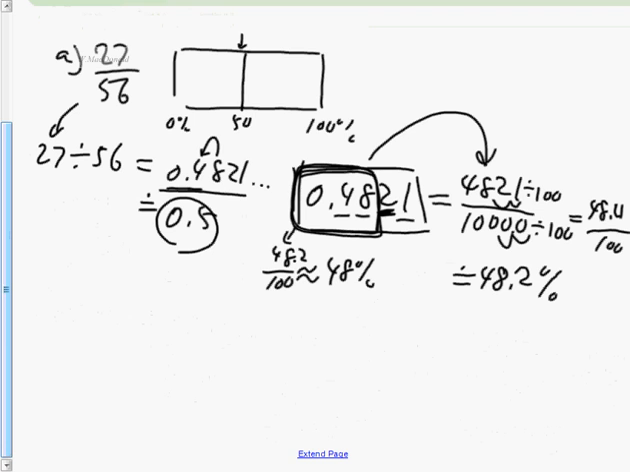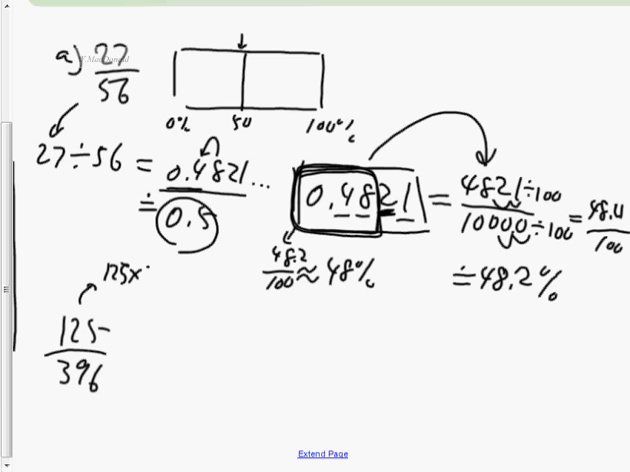So the next one is 125 out of 396. So let's just think about this for a second. What would three of these be? 125 times 3 is 375. So roughly, if I was to think about this as a fraction, it's probably about a third, because there's 3 of these for every one of these. So I'm going to guess that this is around a third. That's my estimation.